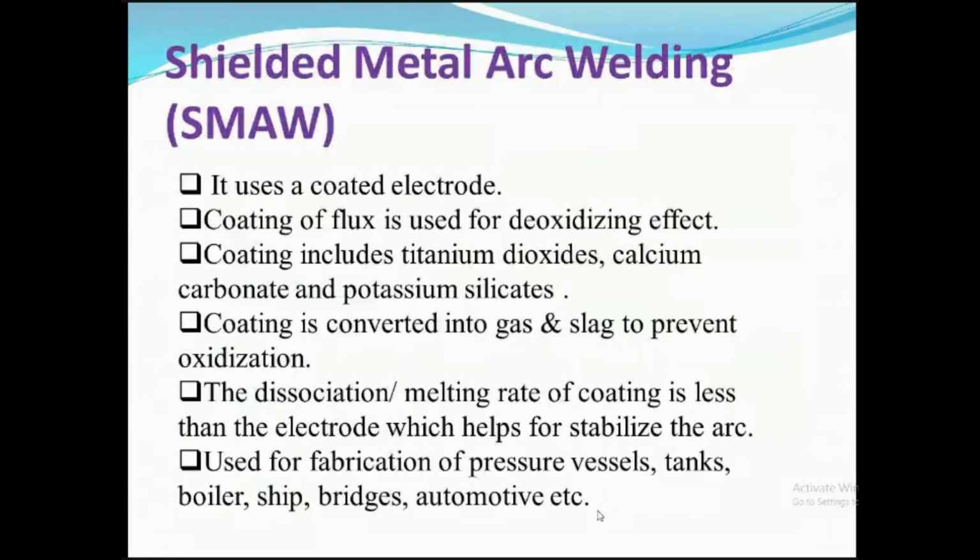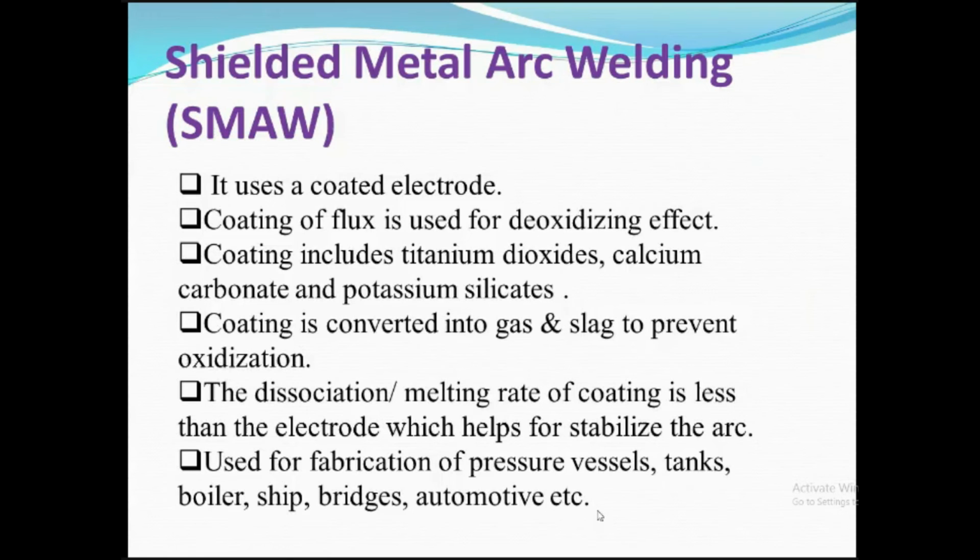Now, it uses coated electrodes. That means whatever electrode we use in shielded metal arc welding is a coated type of electrode. Second, the coating of flux is used for dehydrogenation effects. The coating includes titanium oxides, calcium carbonates, and potassium silicates. The coating is converted into gas and sludge to prevent oxidation.